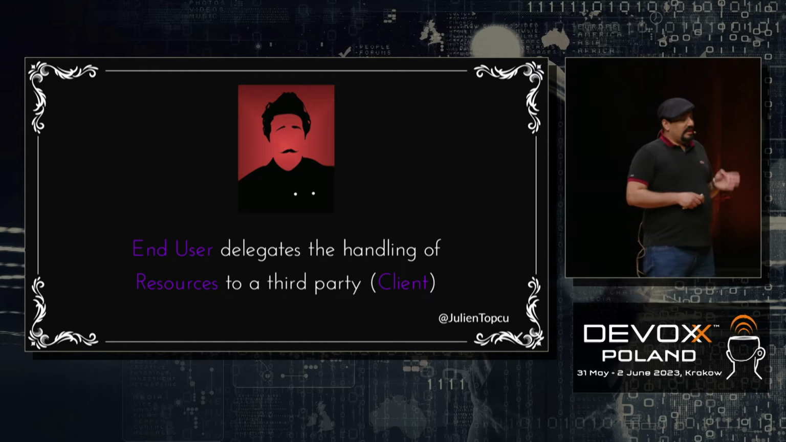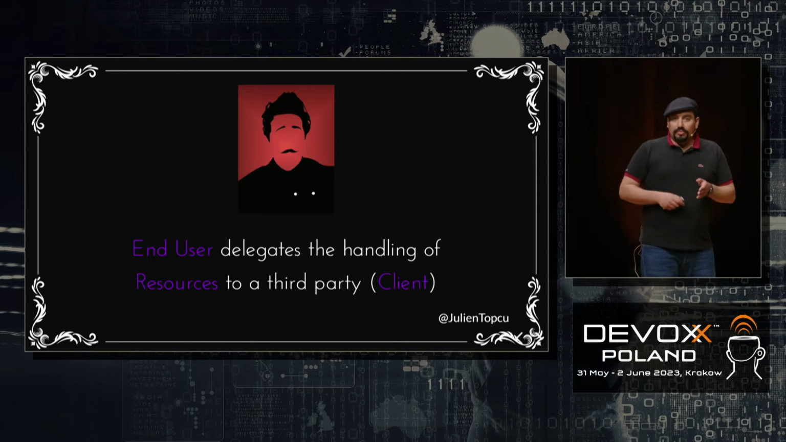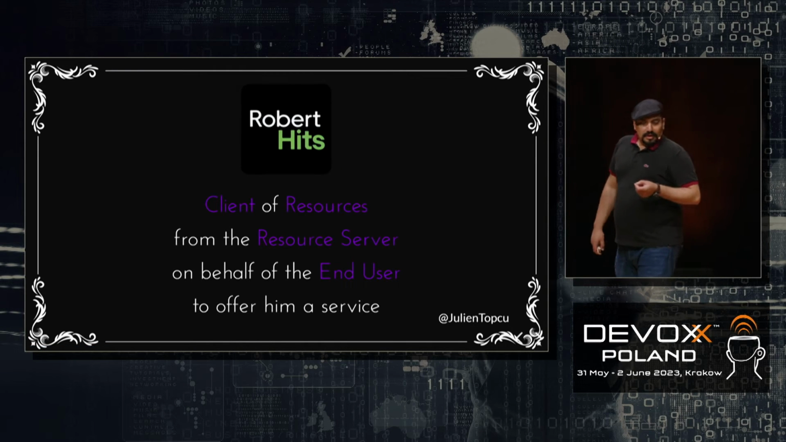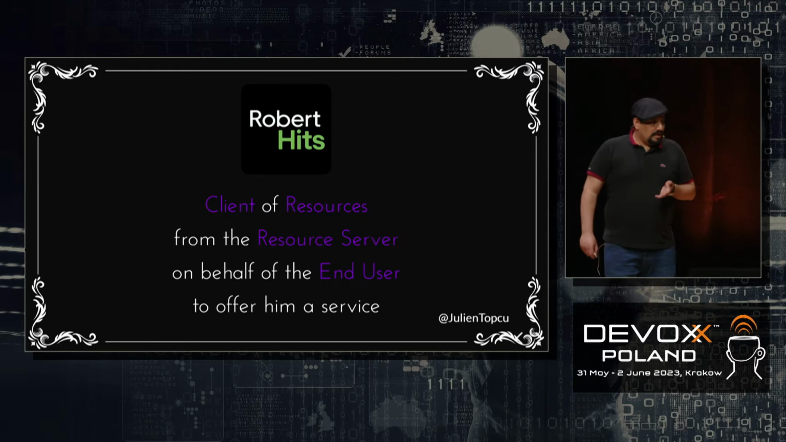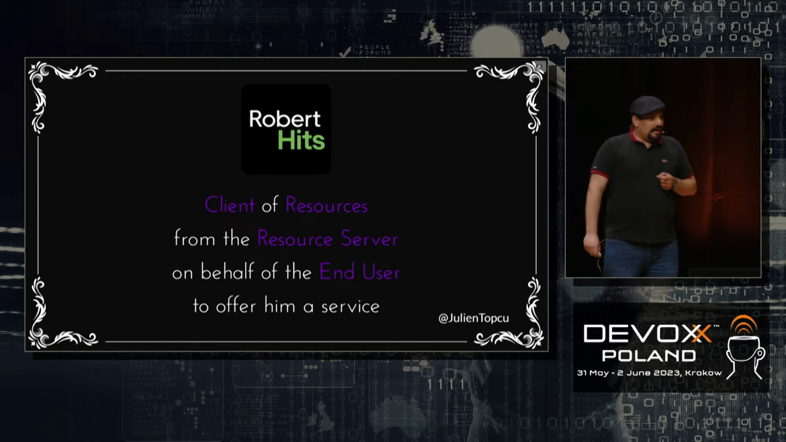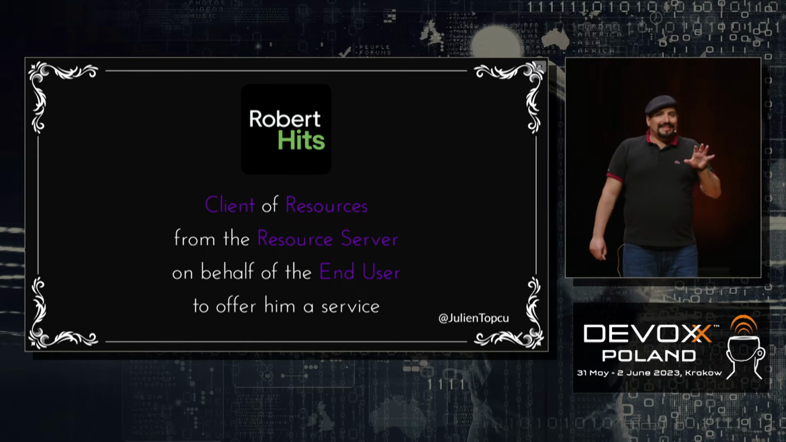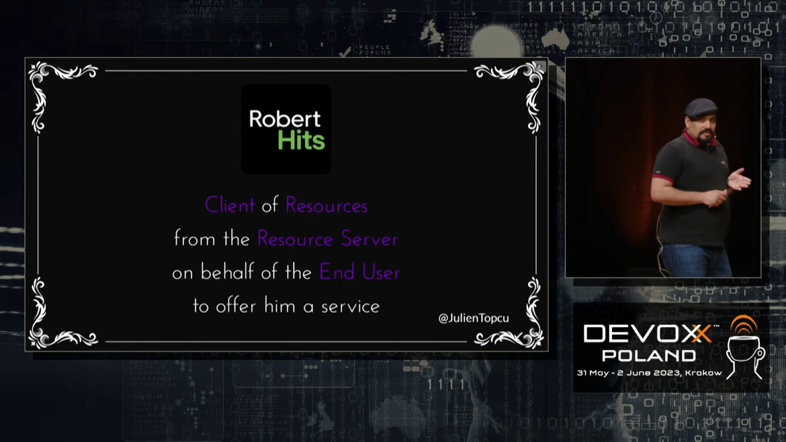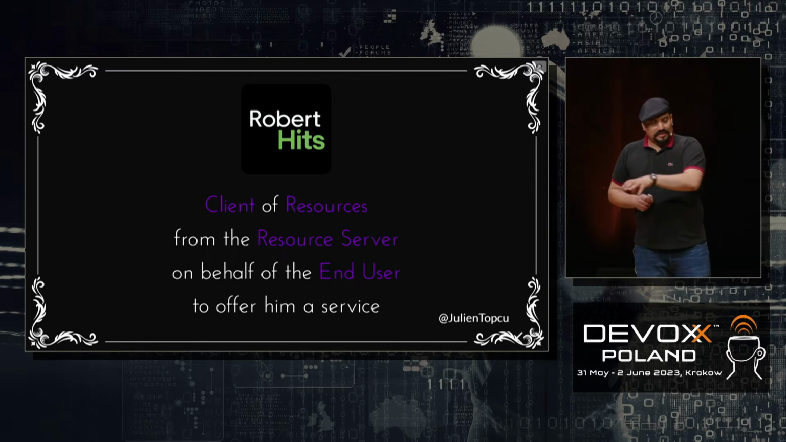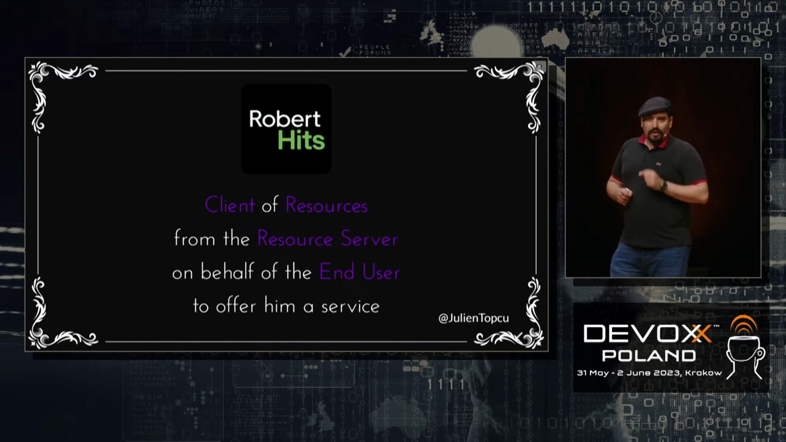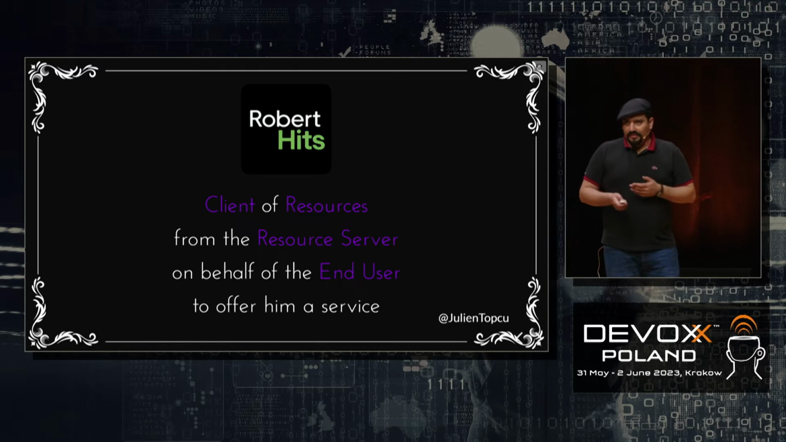The end user delegates the handling of resources to a third party, which is the client. On the other hand, the client, here RubberHit, wants to offer a service to the user. And in order to do that, he has to get access to the resources. So that's why this is the client. This is the one who really accesses the resources. So he's the client of resources from the resource server on behalf of the end user to offer him a service.